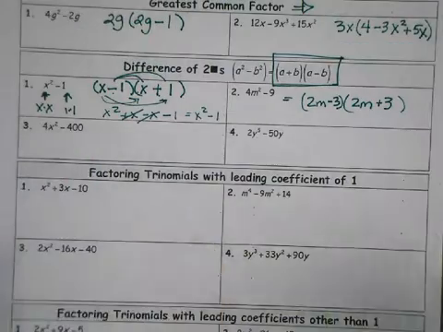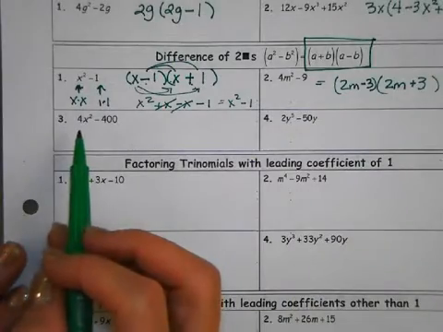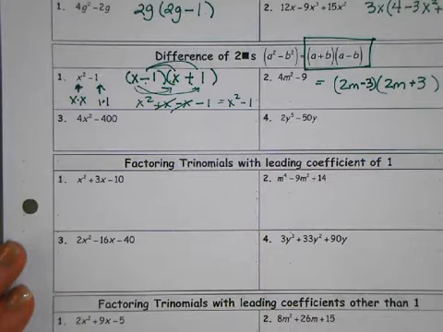Alright, so let's try number 3. See if this falls underneath that rule. Number 3. Is 4x squared a perfect square? Okay. Is 400 a perfect square?